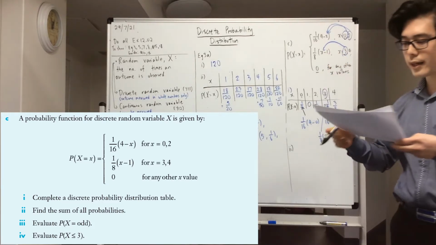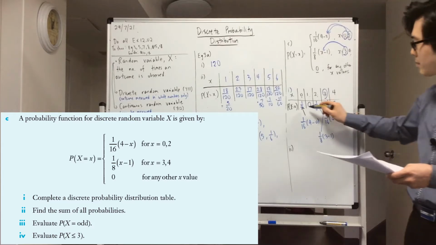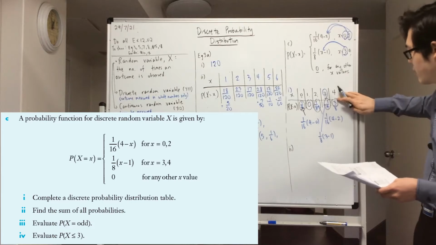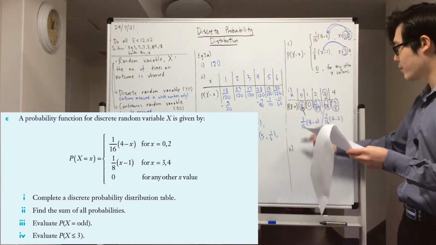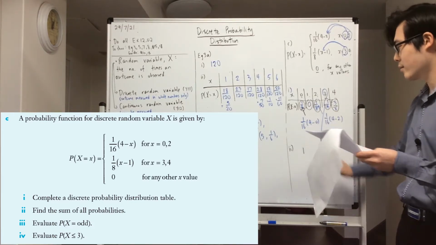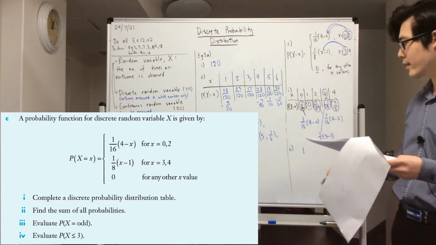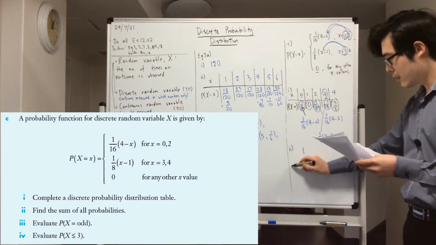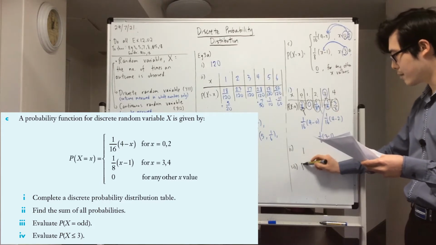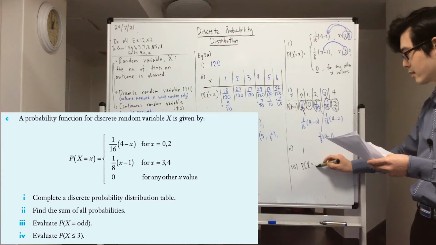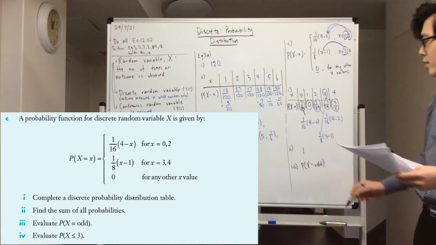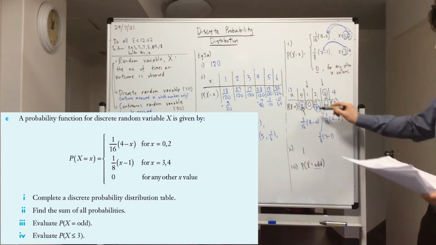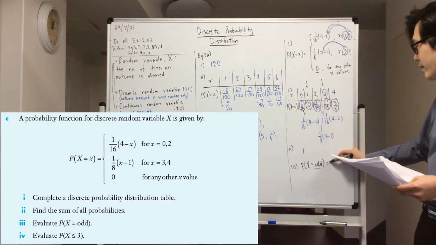Next question. Find the sum of all probabilities. That just means add all of these numbers. Okay. You'll find that it always equals 1. Okay. And I'll get into that later on. Part I. It says evaluate P of X if the numbers are odd. So what are the odd numbers here? We've got 1 and 3. So that just means add 0 and 1 over 4.